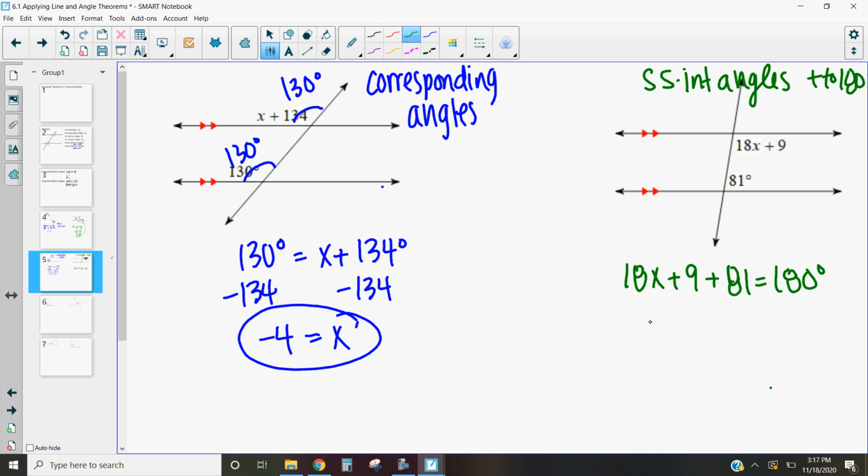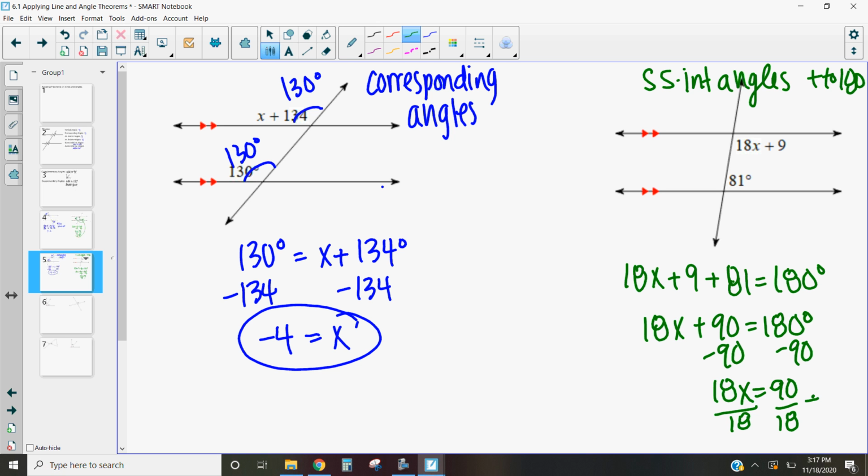So let's go ahead and do that. 18x, 9 plus 81 is 90, equals 180. I'm going to subtract that 90 from both sides, and we get 18x equals 90, divide by 18, and we end up getting x equals 5, I think. Let's double check that. 90 divided by 18 is 5. Yes, x equals 5. Fantastic. Okay, so x equals 5.